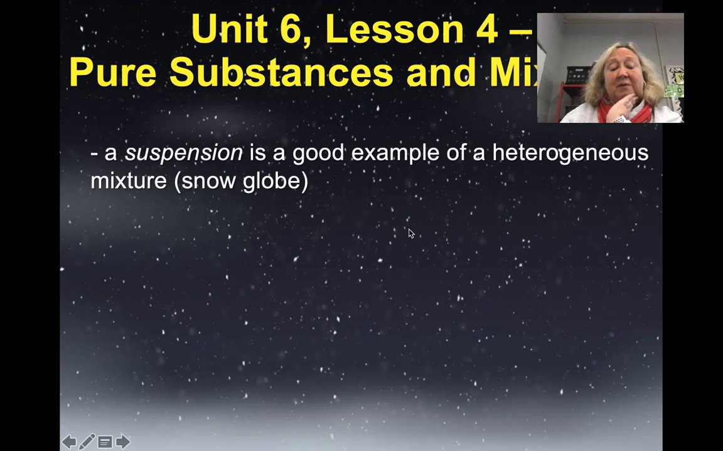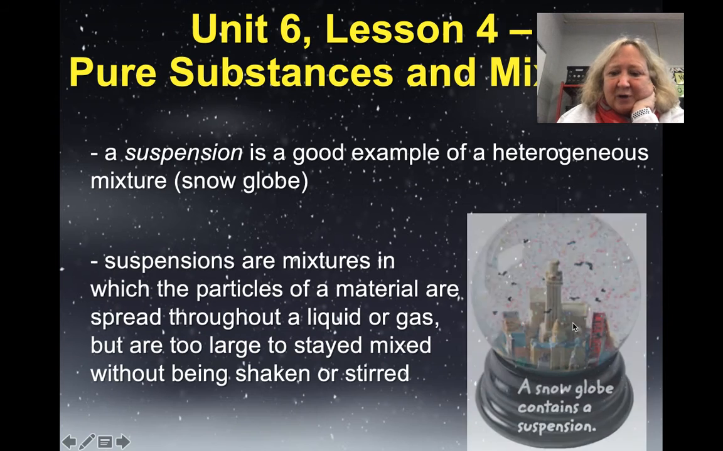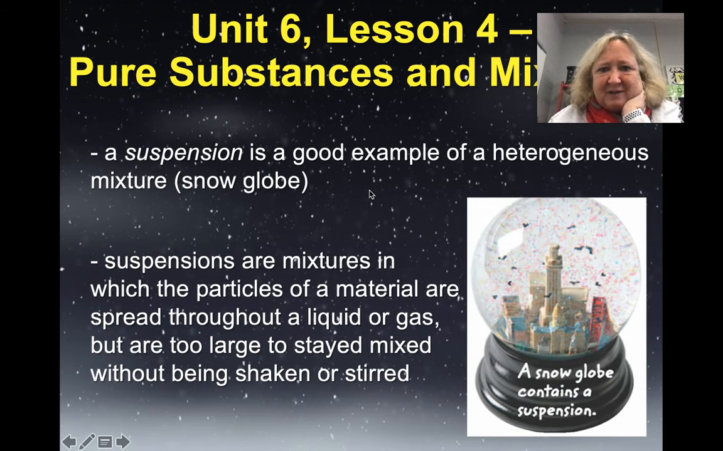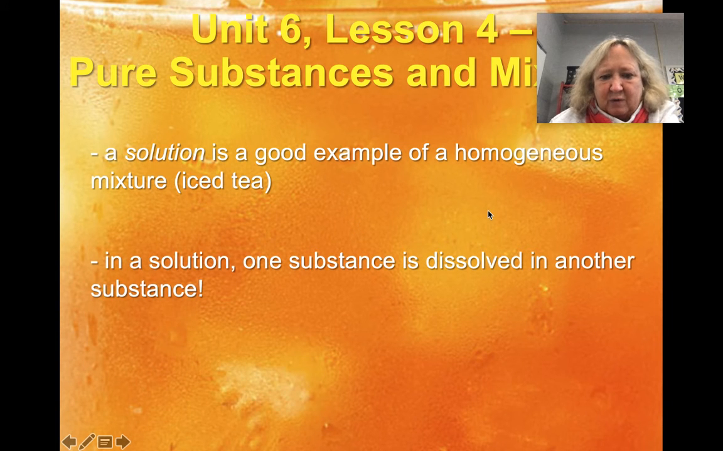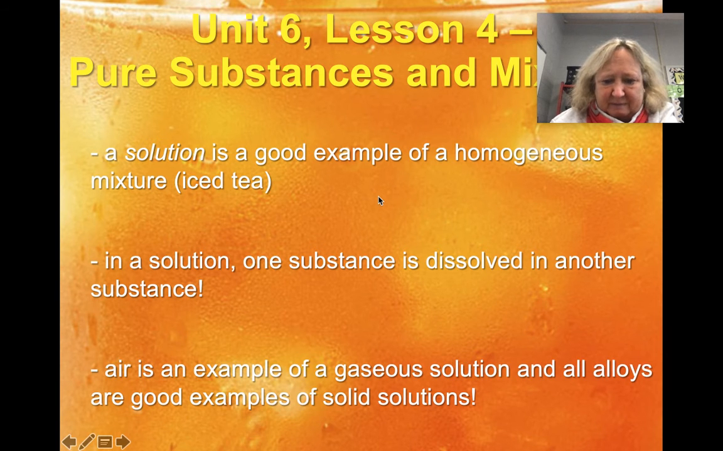Then we have a thing, and don't panic, we're going to keep going over these for like a week, called a suspension, and that would be like a snow globe, which I'm getting excited for because it's Christmas time. Suspensions are mixtures in which the particles of the material are spread throughout a liquid or a gas, but are too large to stay mixed without being shaken or stirred. So a snow globe is a great example of a suspension. And then a solution would be homogeneous. That's when one substance is dissolved into another. So air would be an example of that.